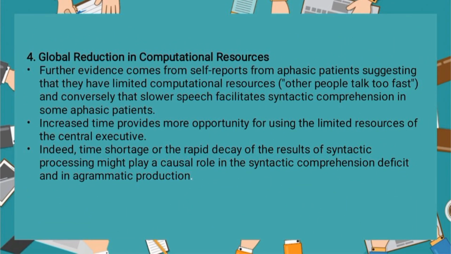Number 4, global reduction in computational resources. People with agrammatism often report feeling overwhelmed by fast speech, as if their brains lack the energy to keep up. This suggests a limited capacity for processing information, like a battery with limited power. Slower speech, on the other hand, can improve comprehension. This is because it gives their brains more time to process the information, allowing them to use their limited resources effectively. It's like giving their brain's battery a chance to recharge.